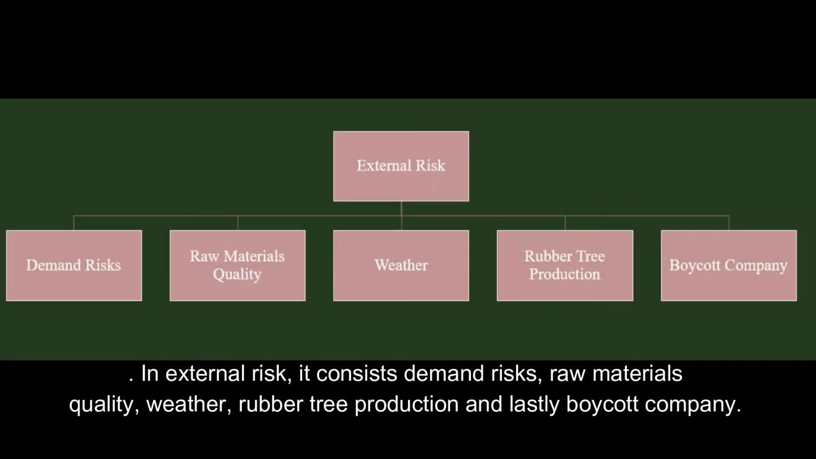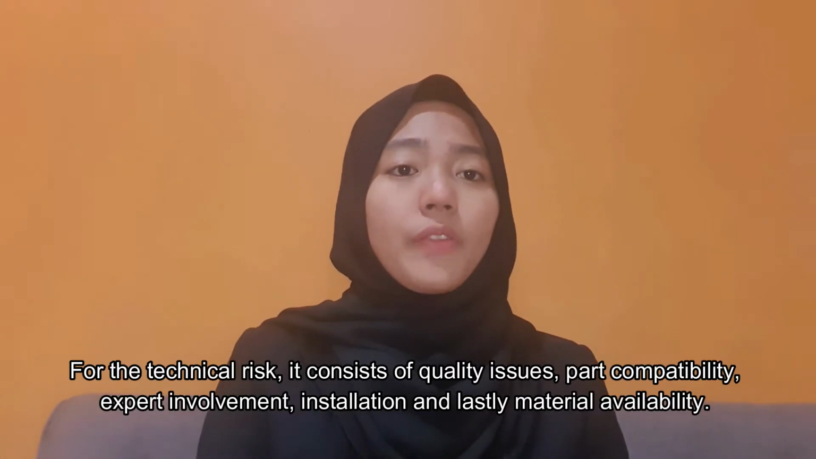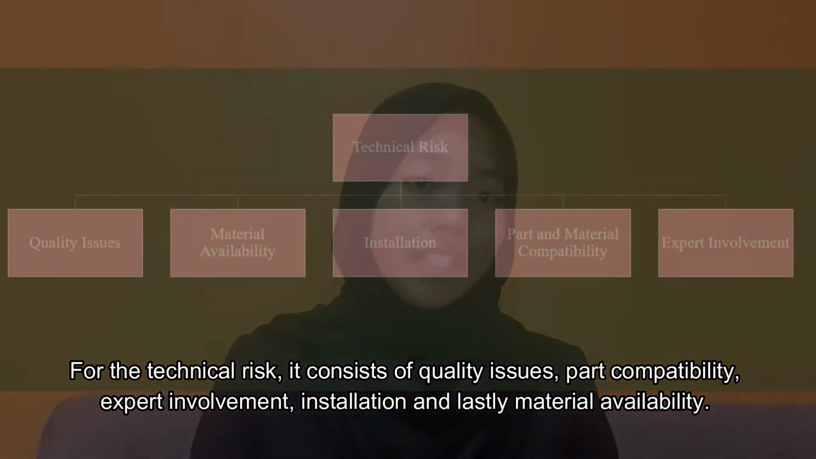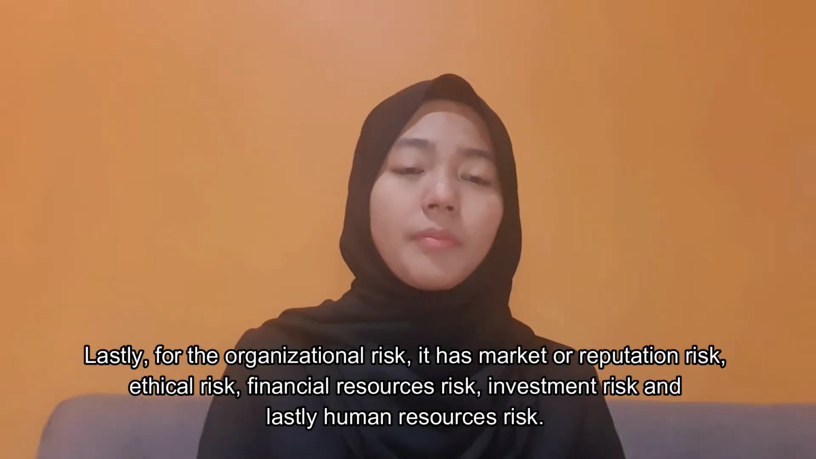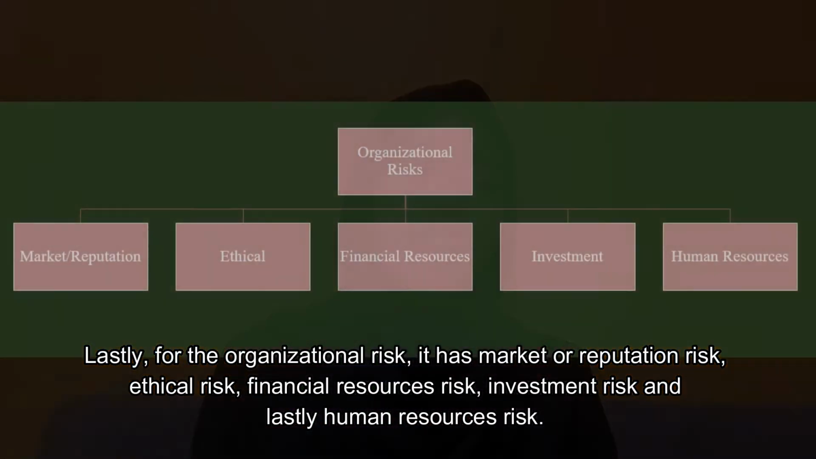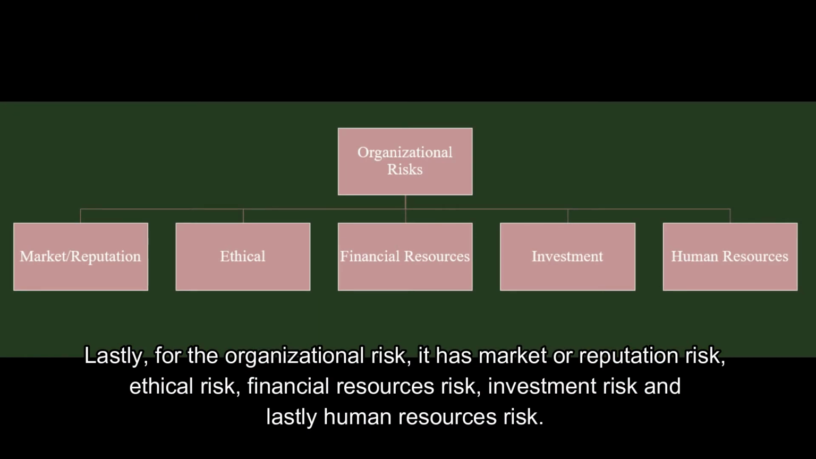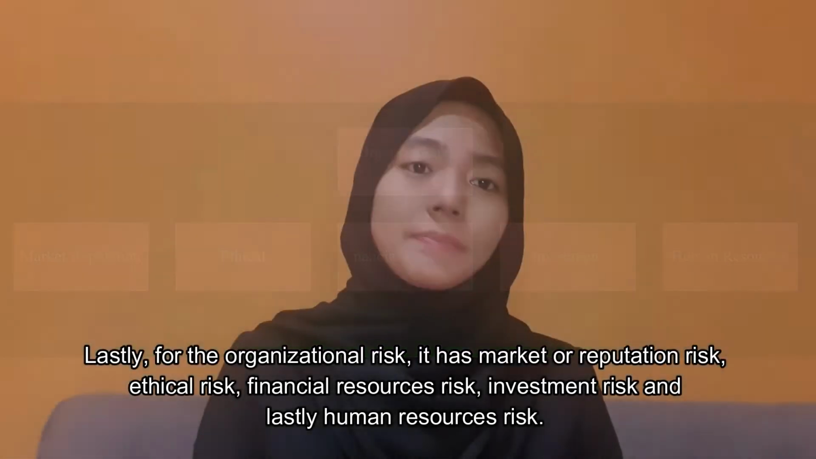In external risk, it consists of demand risk, raw material quality, weather, rubber tree production, and lastly boycott company. For the technical risk, it consists of quality issues, part compatibility, expert involvement, installation, and lastly material availability. Lastly, for the organizational risk, it has market or reputation risk, ethical risk, financial resources risk, investment risk, and lastly human resources risk.